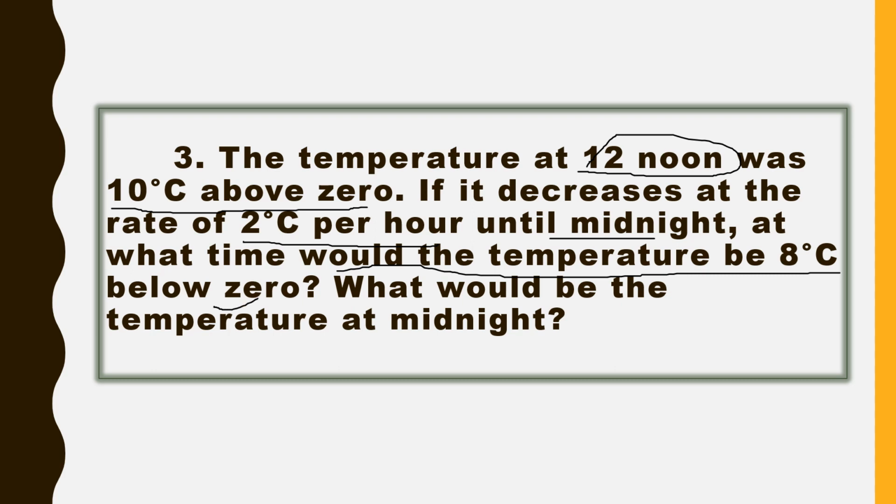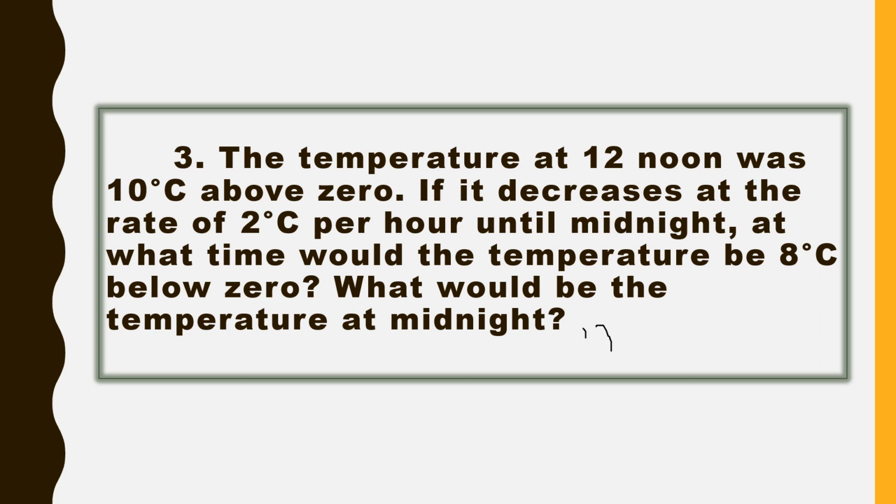Okay. So let me recall the question again. At 12 noon, means at 12 p.m., the temperature was 10 degrees Celsius. He gave this condition in this way. At 12 o'clock in the afternoon, the temperature is 10 degrees Celsius above zero. So above zero means we should take positive values. Below zero means we should take negative values.